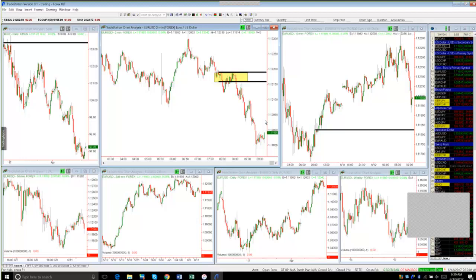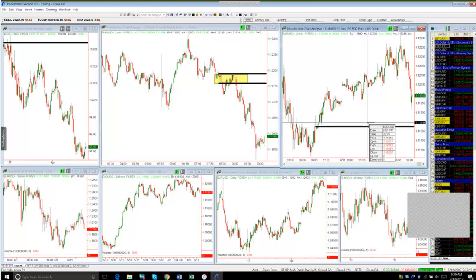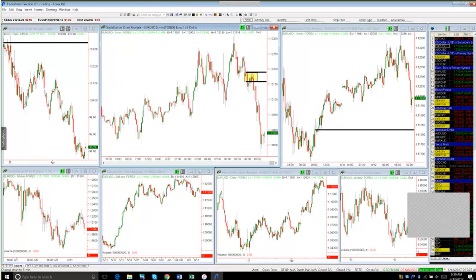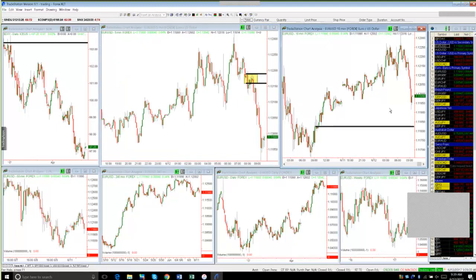So again, lower odds, but watch for a move from right in here, from the 112.03 down to around 111.85 or lower. Does that make sense? Okay. Again, it's a lower odds trade. So if you're not comfortable taking that, then just don't. Not a problem at all.